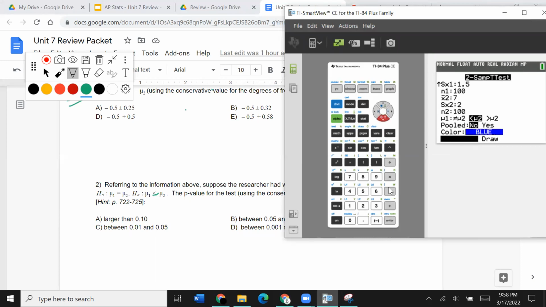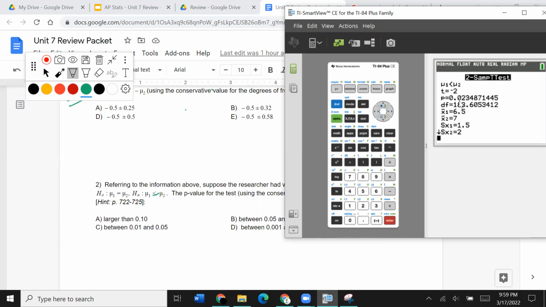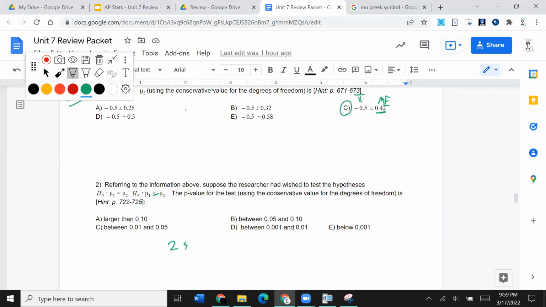And everything else being the same, we'll go to calculate, and we'll look at our p-value. And our p-value is 0.023. So it's going to be a 2-sample t test. And your p-value is 0.023. So now we just look at where that falls, and well, 0.023 happens to be between these two numbers. So that's going to be your answer.